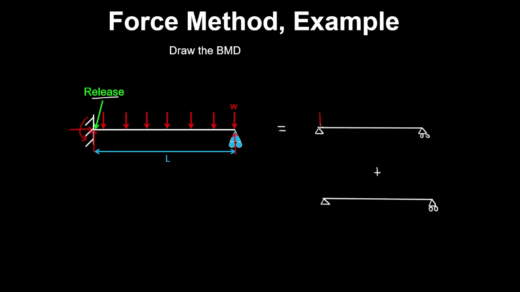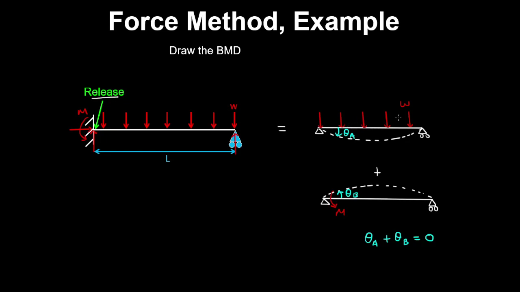So on the first case we apply the distributed load, which results in a clockwise rotation. And for the second case, we apply our unknown moment reaction, which results in a rotation that's counterclockwise at the fixed support. And therefore our compatibility condition is the net rotation at the fixed support is 0.